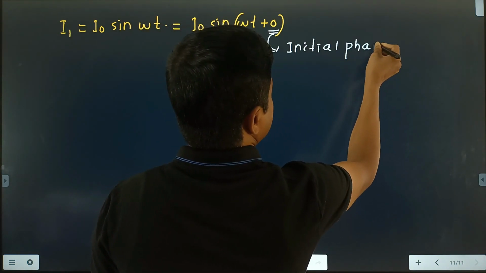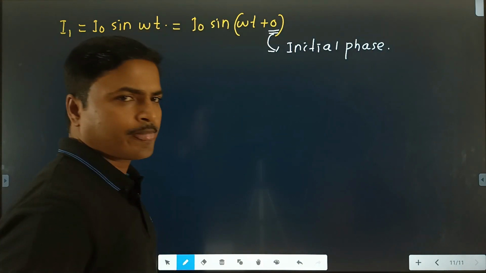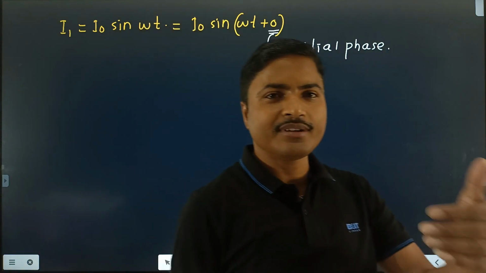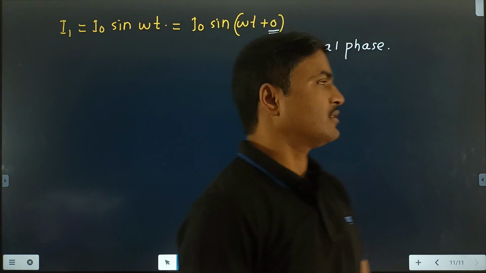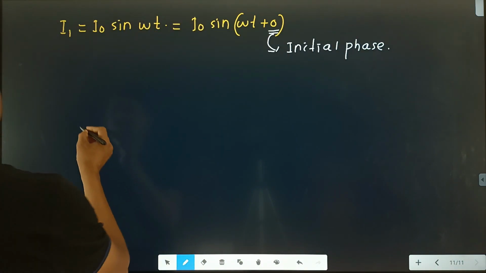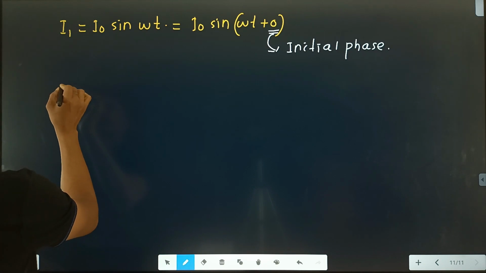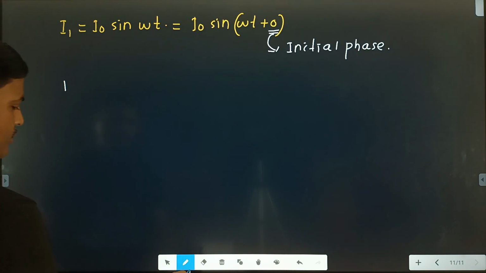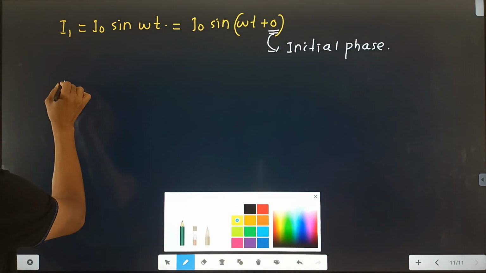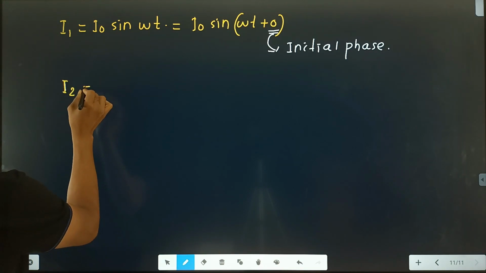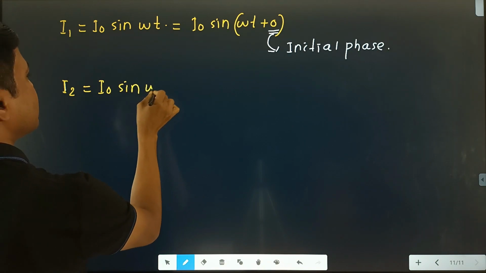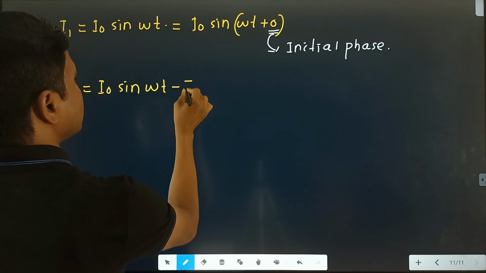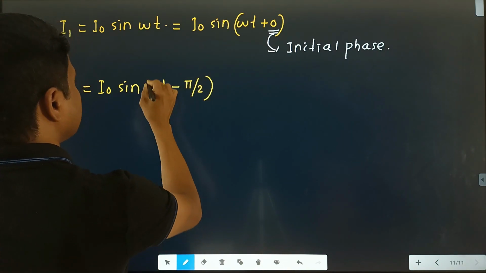This 0 is known as the initial phase at time t equal to 0 and x equal to 0. X means displacement. Clear? We also write another alternating current, a second alternating current. Suppose that is I2 is equal to I0 sine omega t minus pi by 2.